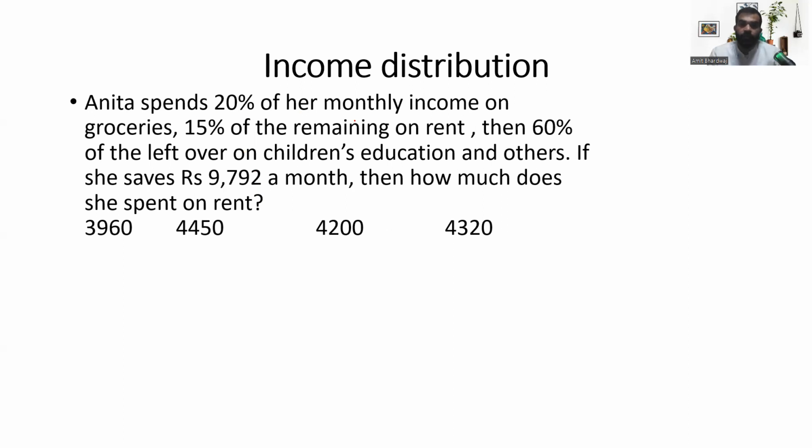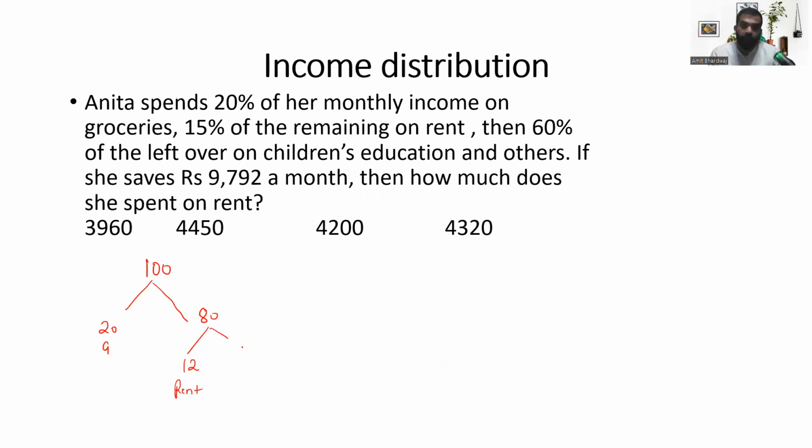Anita spent 20% of her monthly income on groceries, 15% on rent, 60% of the leftover on children's education, and the saved amount is given. You have to find out how much she spent on rent. Assume income is 100. Okay, 20% of monthly income on groceries, rest is 80. 15% of the remaining on rent. So 15% of 80 is 12. This is on rent.